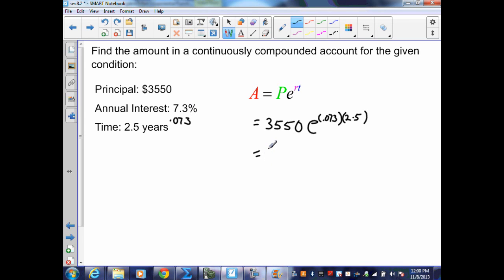And from the calculator, I get $4,260 and a decimal of 0.7602. I want to round to the nearest hundredth, which is a penny, which would be 0.76. So our amount after 2.5 years, 7.3% interest rate, and beginning at $3,550 is $4,260.76.